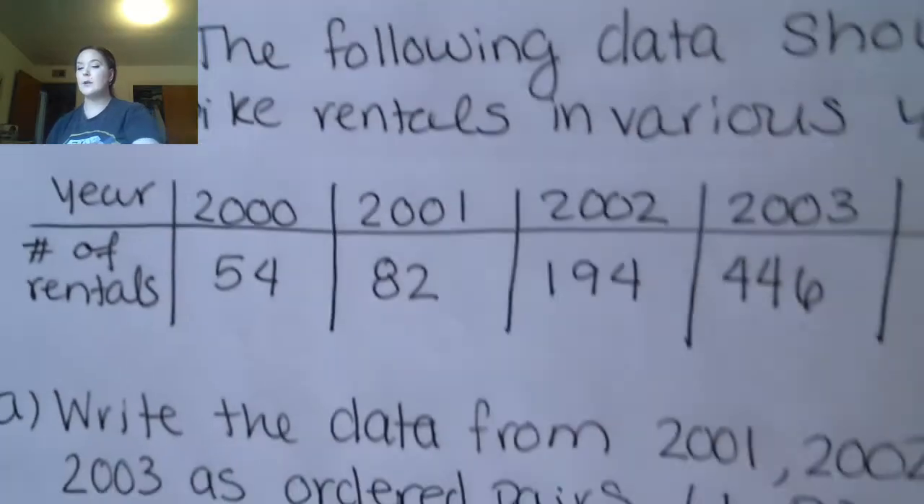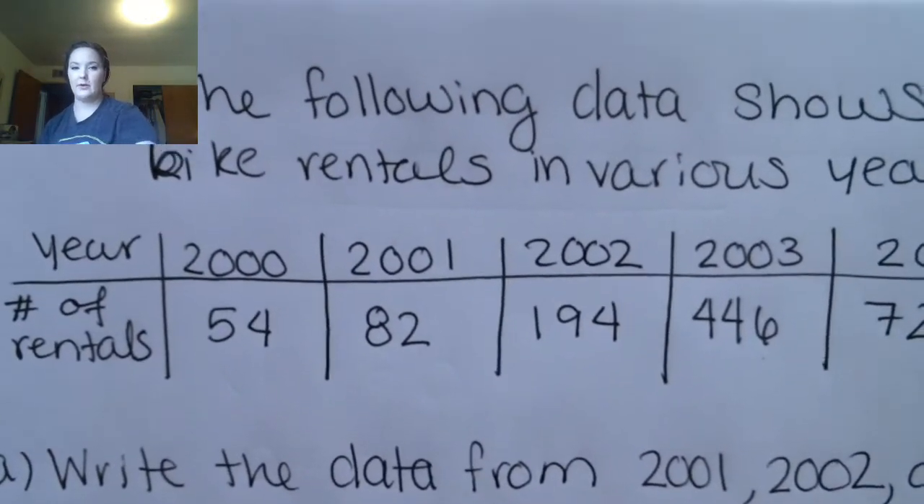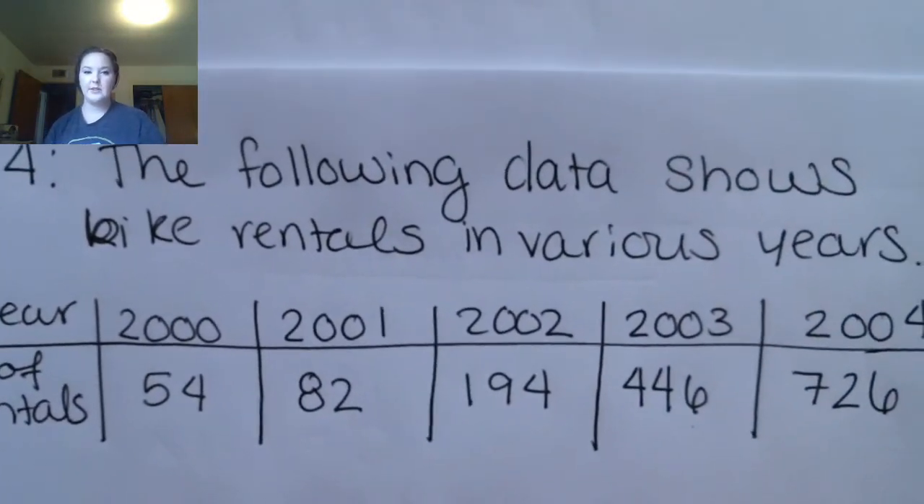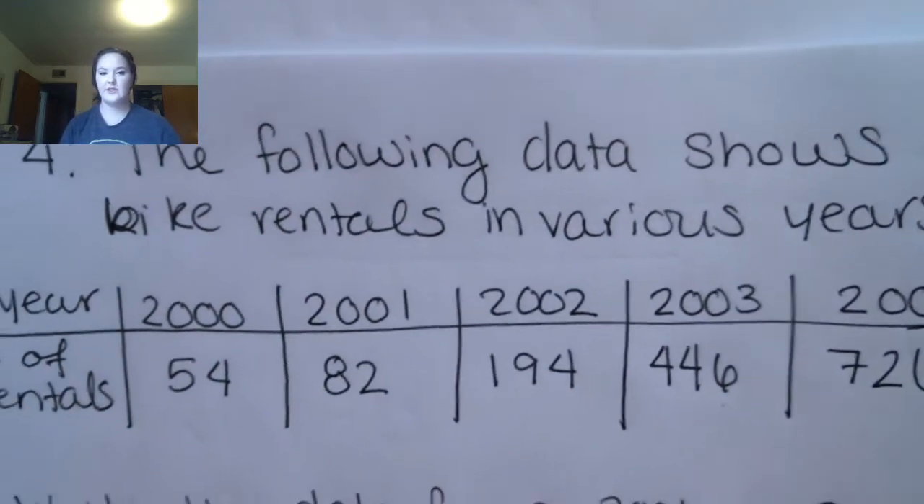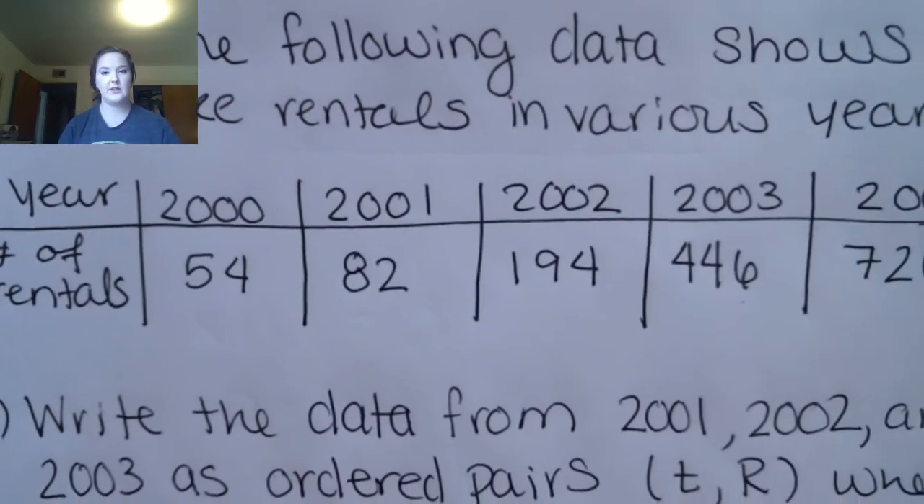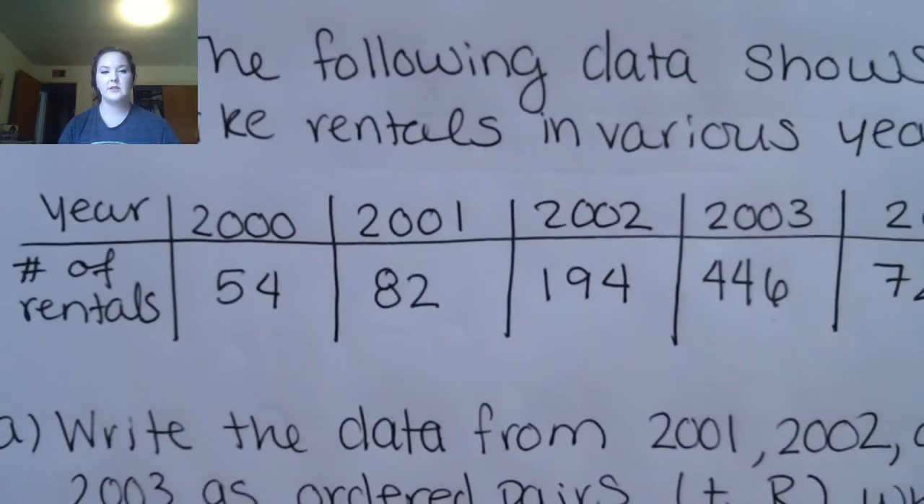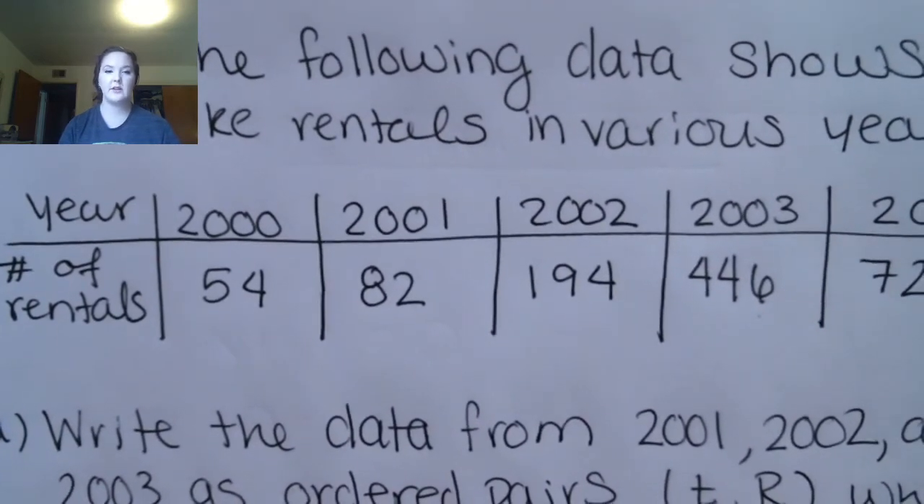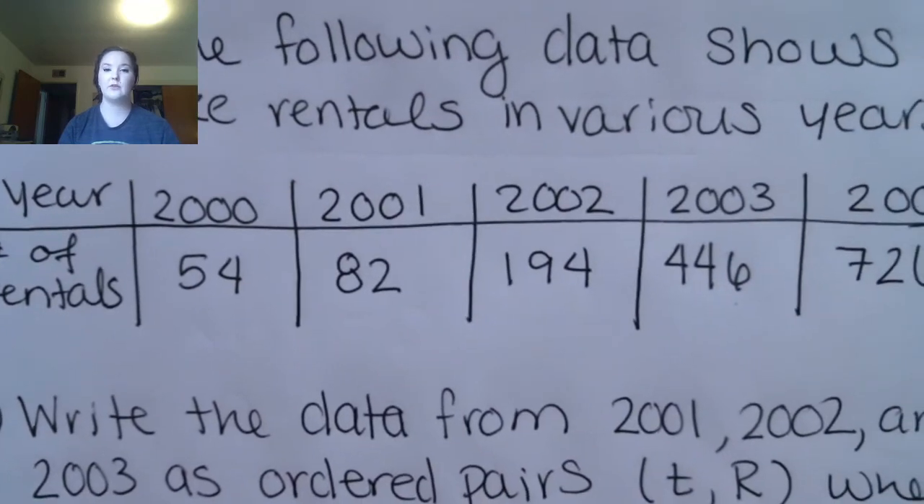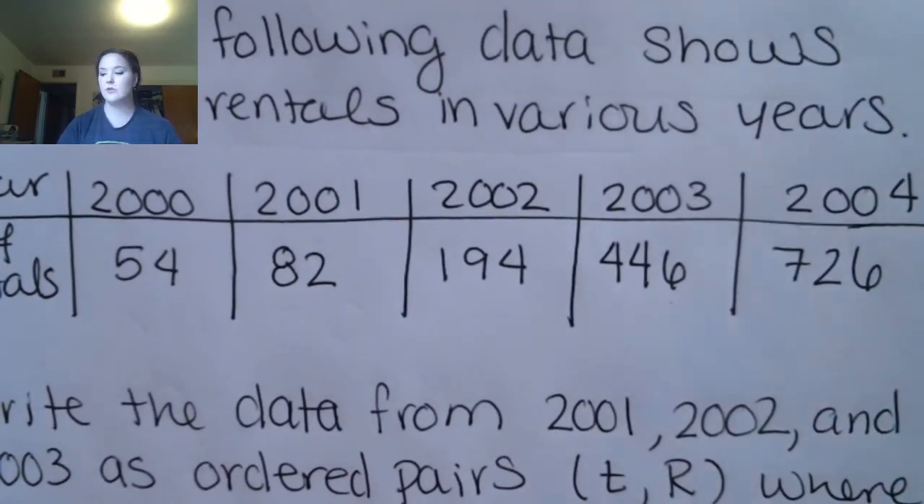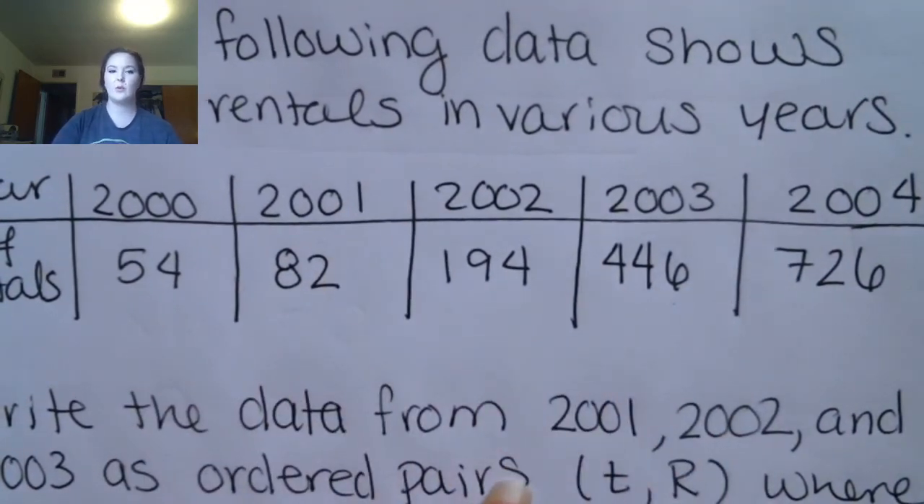Okay. All right, let's look at our last example where we actually use some data points, and we write a model. So the following data shows bike rentals in various years. We're going to assume from like a single shop. So the first row is years, and the second row is number of rentals. Okay, so it shows 2000 all the way to 2004.